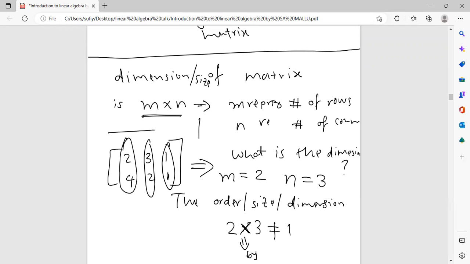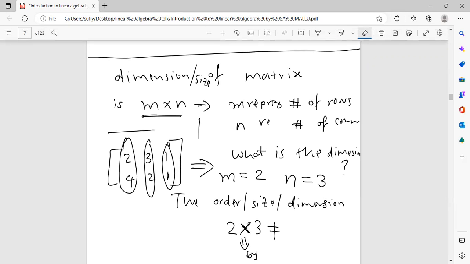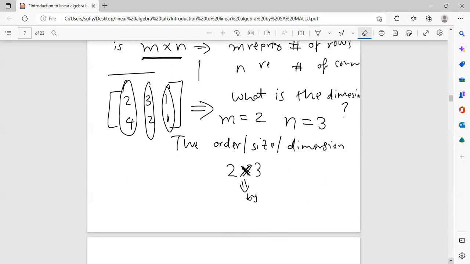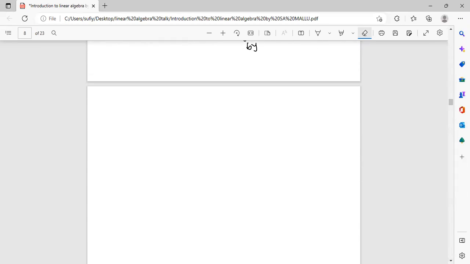It's not equal to 6. I see a lot of the time when you ask students what the order is, they first write 2 by 3, but in the back of their mind they're thinking of this notation as times, and they say it equals 6. But that's not the case. Whenever we talk about the dimension of a matrix, it simply means the number of rows by the number of columns.